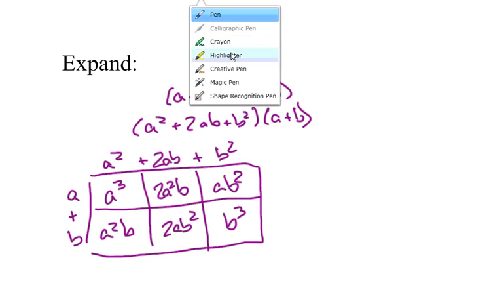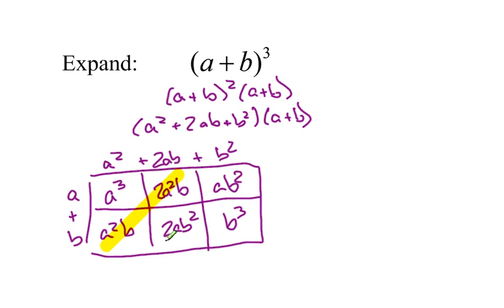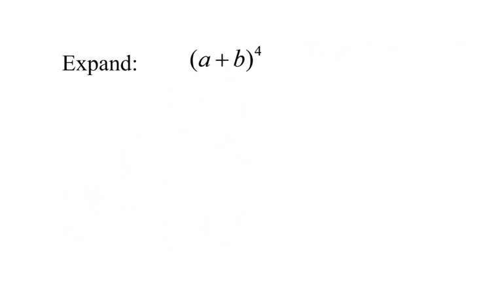And just like before, we're going to get our like terms on these diagonals here. Here I have 1 a squared b and 2 a squared b's, and here I have 2 ab squareds and 1 ab squared. And when I put all my terms together, I get a cubed plus 3 of those a squared b's plus 3ab squareds plus b cubed. All right, we're going to do one more of these.